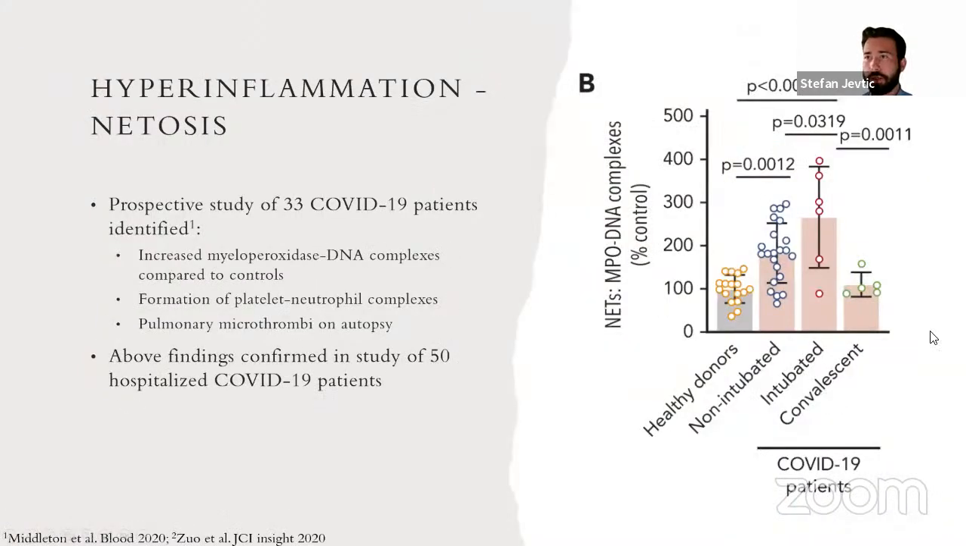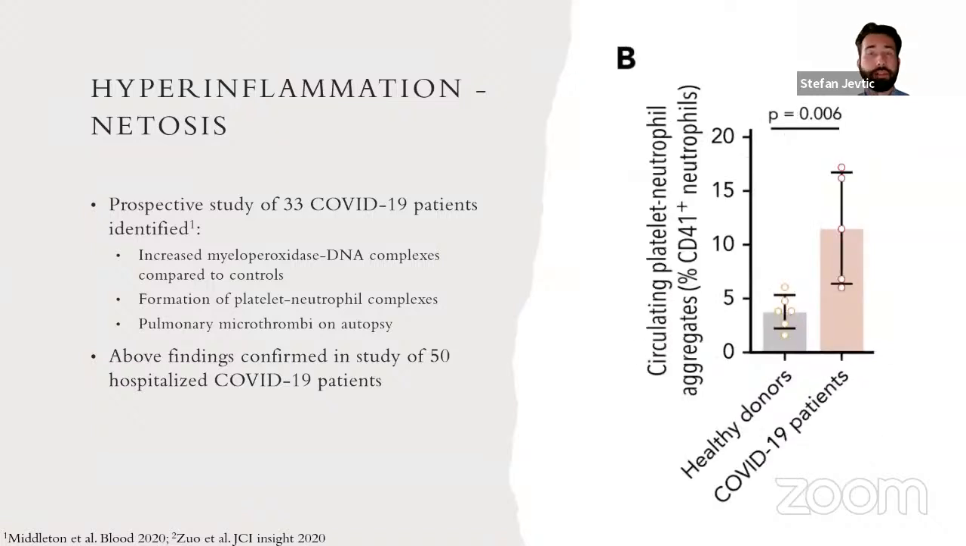Again, early studies in hospitalized patients, this is a cohort of 33 COVID-19 patients. The researchers looked at the formation of myeloperoxidase DNA complexes in circulation, which are a marker of NETosis. In those who were admitted to hospital, there was a significant increase in the circulating marker compared to healthy controls, and particularly in those who were admitted to the ICU or required intubation. This was not seen in convalescent COVID-19 patients, suggesting that it's the acute phase of the reaction.